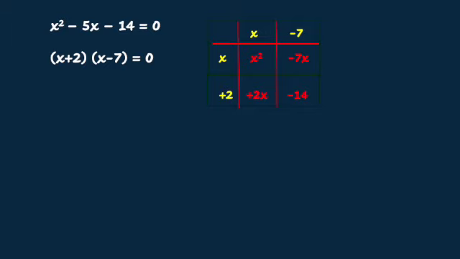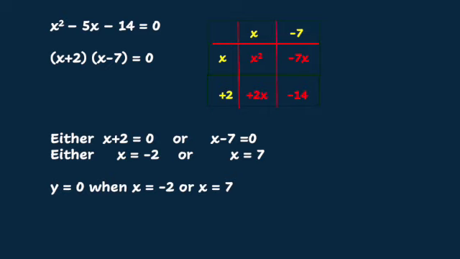We can also express it in the tabular form if you find it convenient. Some students prefer this method, so we can express it in the tabular form and get the factors. Now once you have the factors, it's easy to simplify. Now either x plus 2 is 0 or x minus 7 is 0. So that gives us either x to be minus 2 or x is 7.